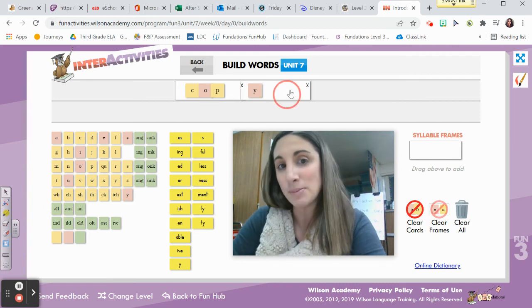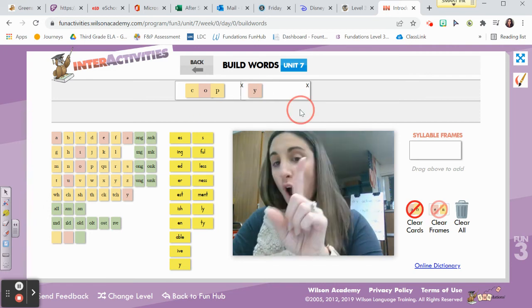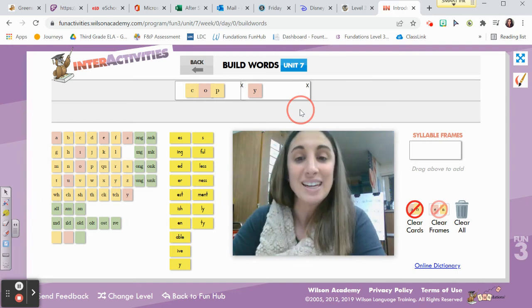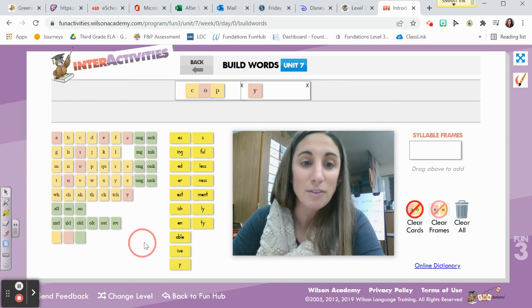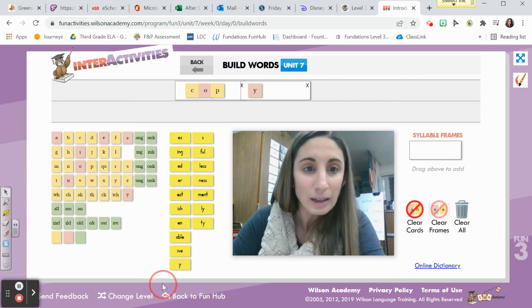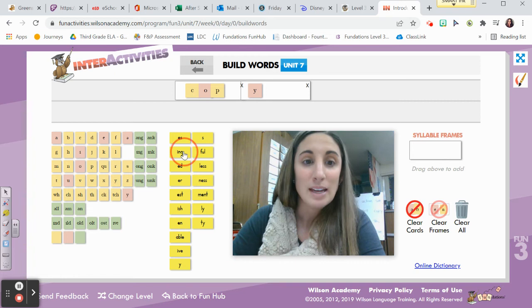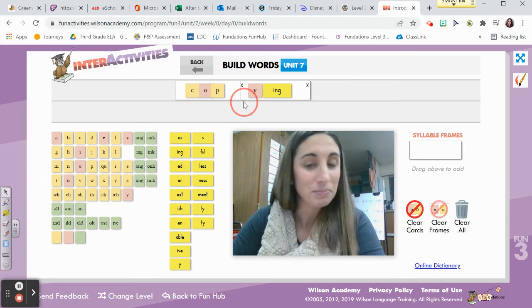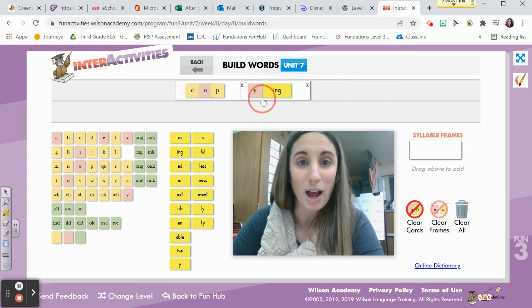Now, here's my base word. It's 2 syllables, copy. I want to make my word say copying. So I need a suffix. What suffix says ing? ing. Since my suffix starts with an I, do I change this to an I? No, I keep the Y there for copying.